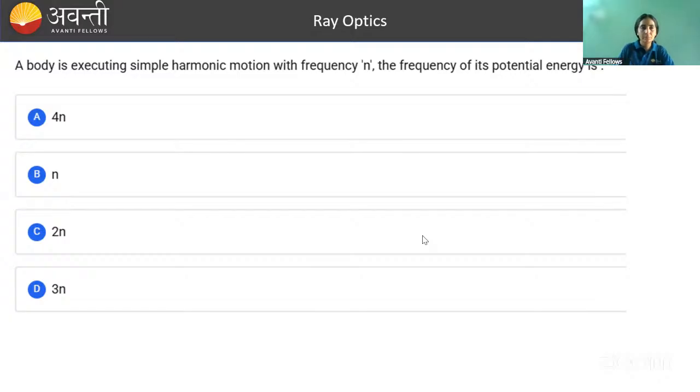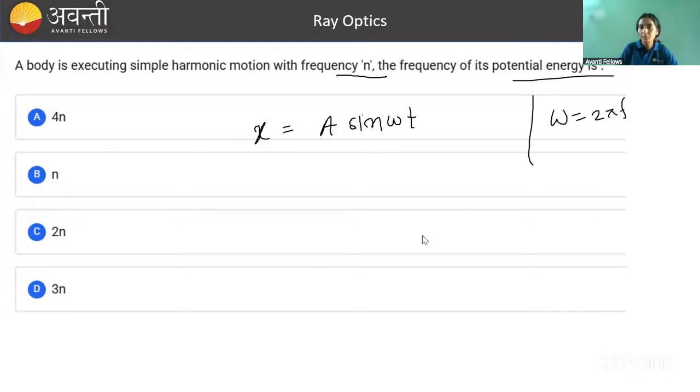Okay, you need to just check with a body is executing simple harmonic motion with frequency f, the frequency of its potential energy. Let's say displacement is A sin omega t. Then frequency of this simple harmonic motion is how much? Omega is the angular frequency and omega is equal to 2 pi f. So that frequency in hertz can be written as omega by 2 pi. That is 1 by time period, right? Time period is 2 pi by omega. Frequency is omega by 2 pi. So this is this. Now the frequency of its potential energy.